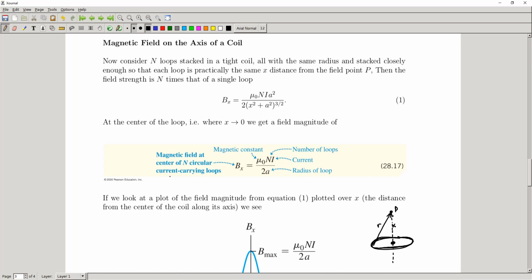So we have a coil with n loops. And again, we have the magnetic constant, the number of our loops, like how many loops we have, the current, and the radius of our loop here.